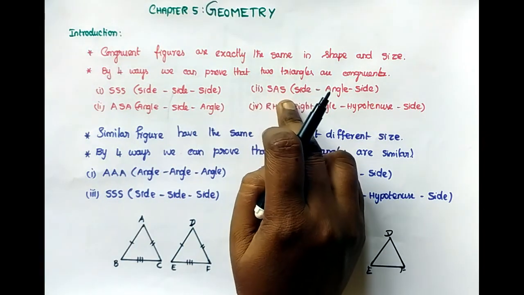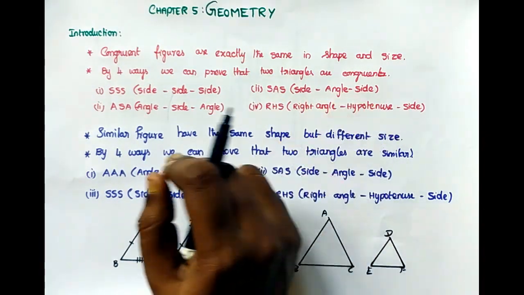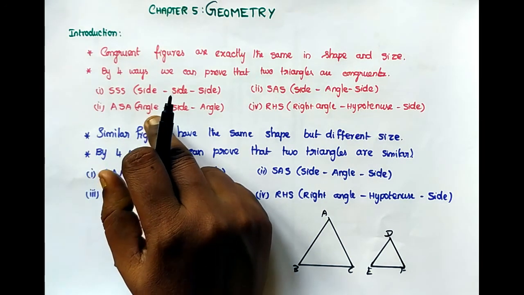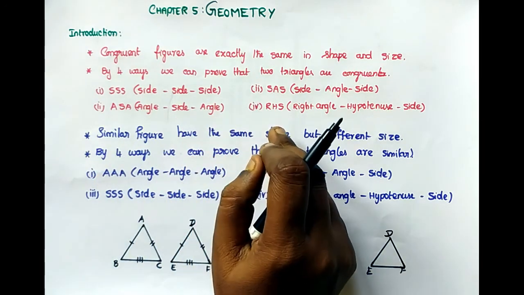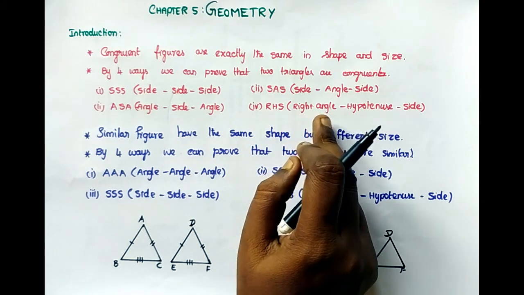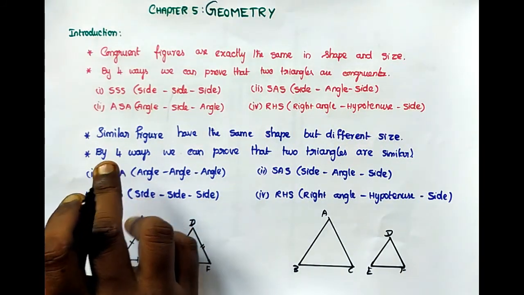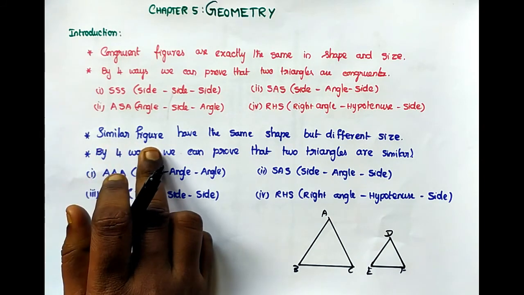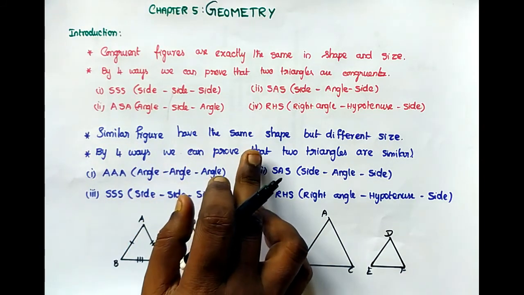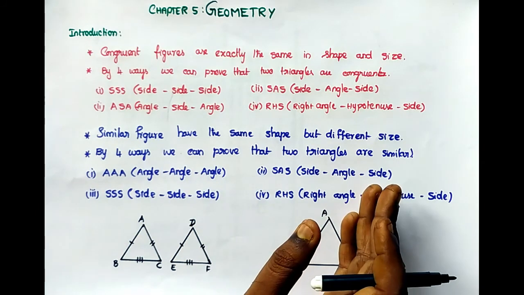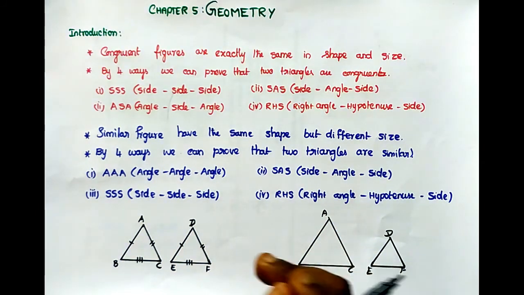Then SAS, side, angle, side. And then ASA, angle, side, angle. And then RHS, right angle, hypotenuse, side. And then the next one, similar figures. Similar figures have the same shape but different size. It is small or big.